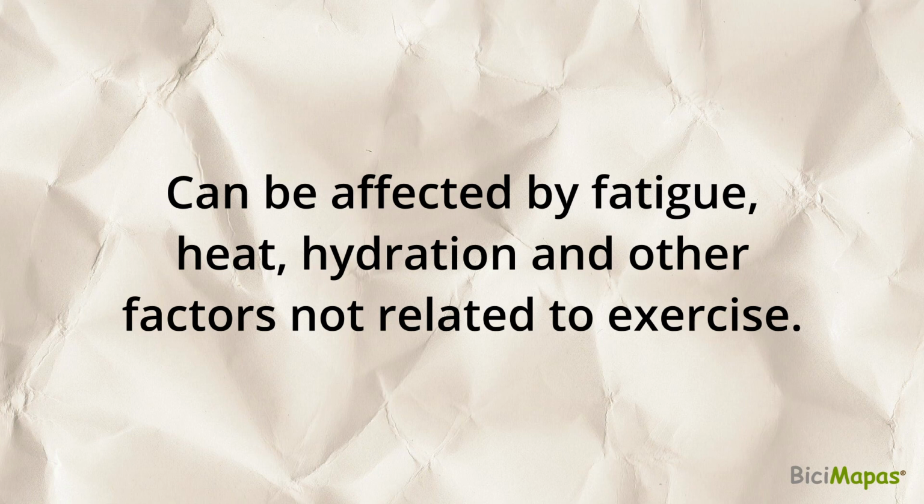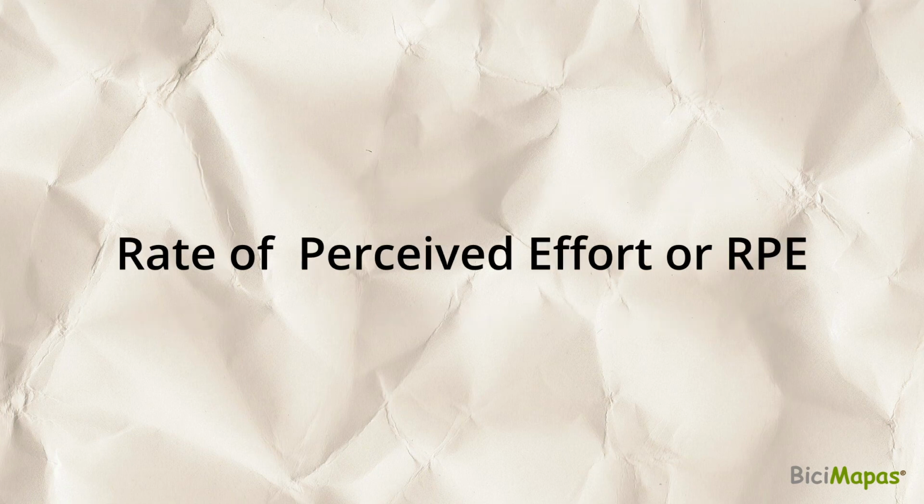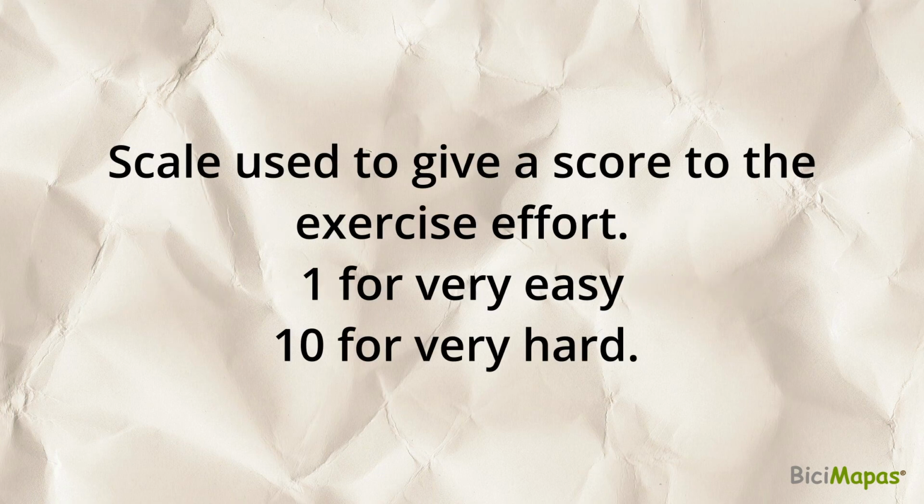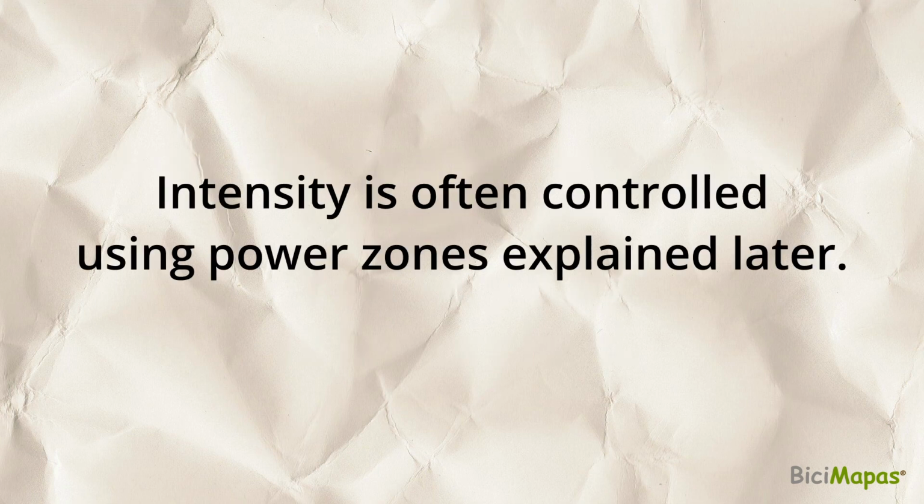Rate of perceived effort, or RPE. Subjective but very valuable when combined with power. It is a scale used to give a score to the exercise effort from 1 for very easy to 10 for very hard. Intensity is often controlled using power zones explained later.